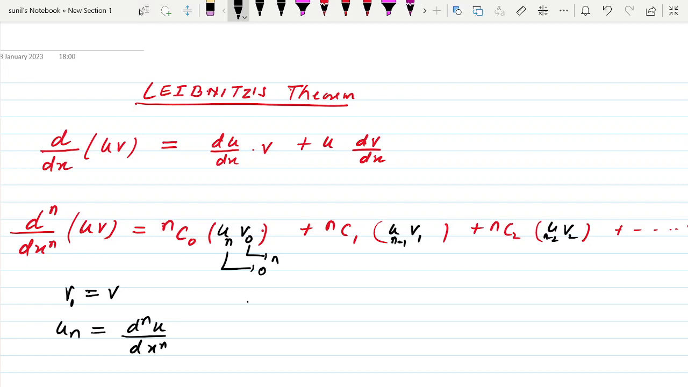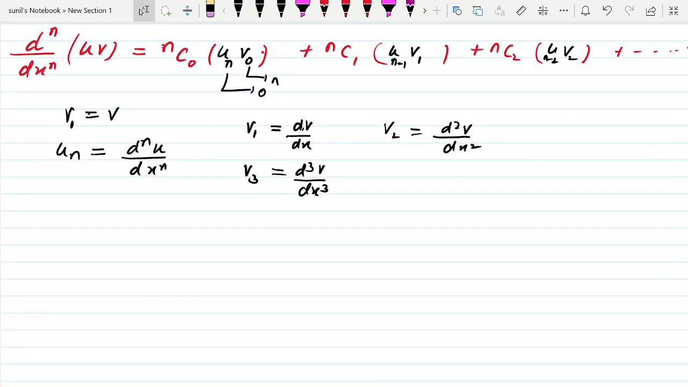Now try to understand that v1 means the first derivative, that is dv by dx, and v2 means its double derivative, and v3 means its third derivative, like this. So this is the pattern, guys. Now, how are we going to apply this to a problem? The first problem comes here. Problem number 1.